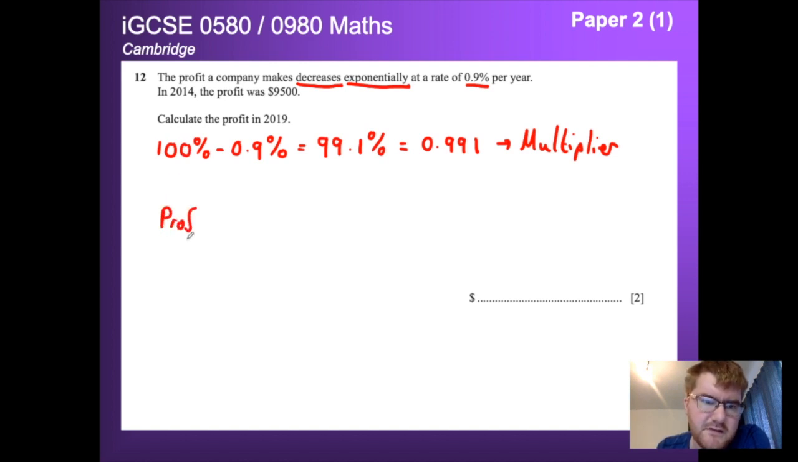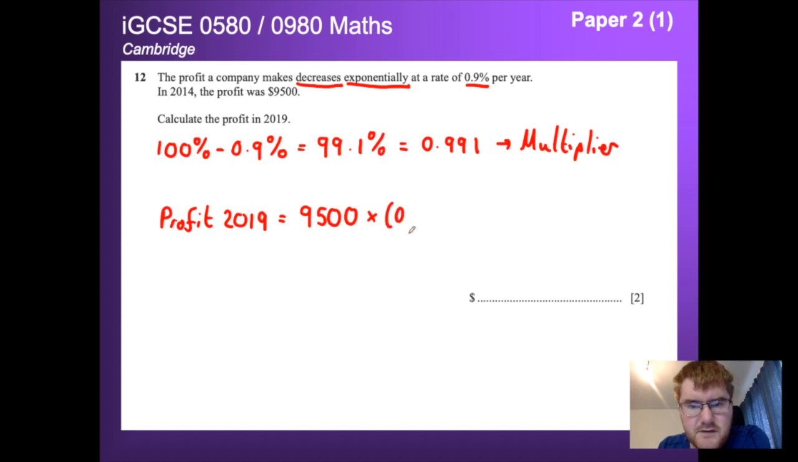Now let's work out the profit in 2019. It's essentially a geometric series. We take 9,500, which is our starting point, and multiply by our multiplier, 0.991. If we multiply anything by less than 1, it's going to go downwards, so that's good. Now we need to work out which year we want. When this is 0, that's 2014, so 2015 is 1, 16, 17, 18, 19. So we're going to want to use the number 5 here.